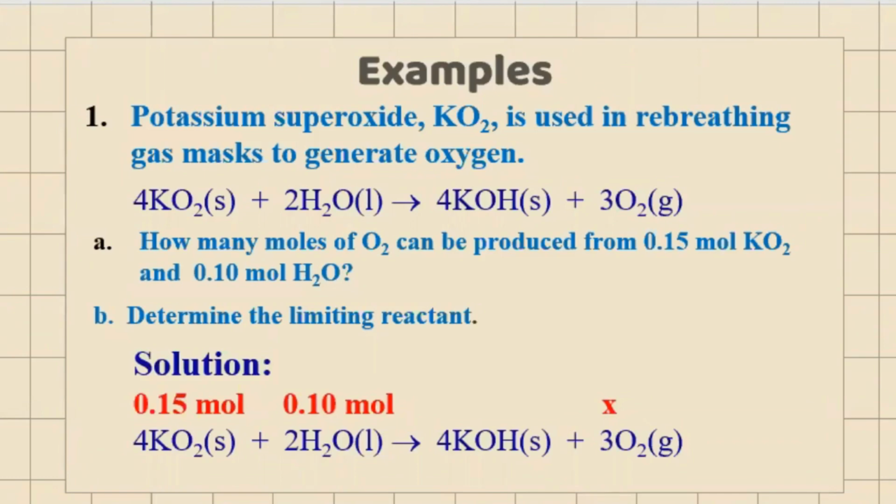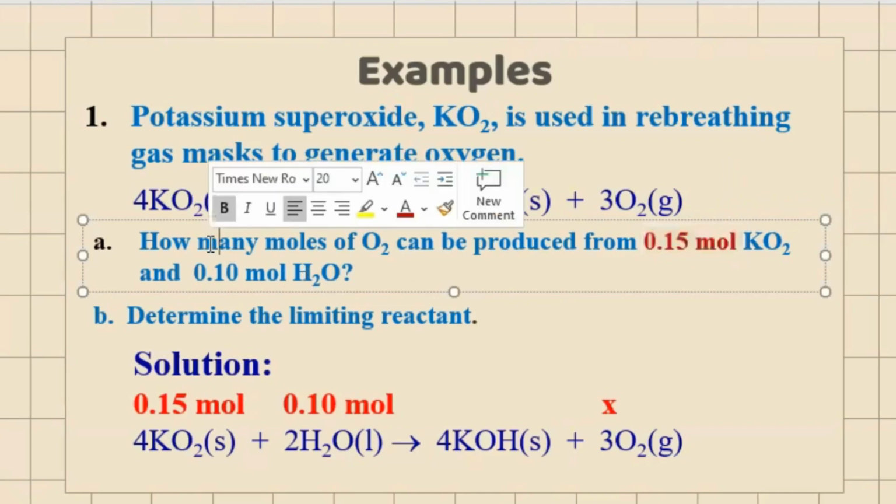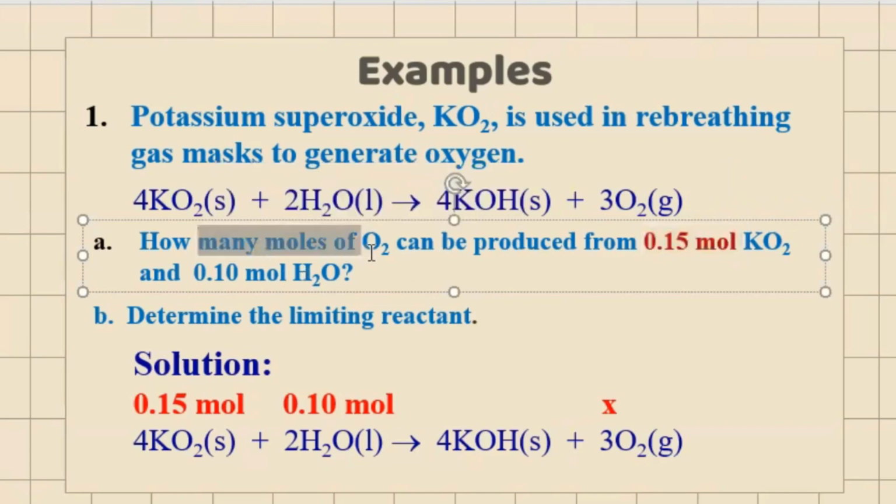Example: potassium superoxide, KO2, is used in rebreathing gas masks to generate oxygen. 4KO2 plus 2H2O produce 4KOH plus 3O2. How many moles of O2 can be produced from 0.15 mole of KO2? You have given values, given moles of KO2, and you are asked to find the number of moles of O2, the product. O2 is a product.